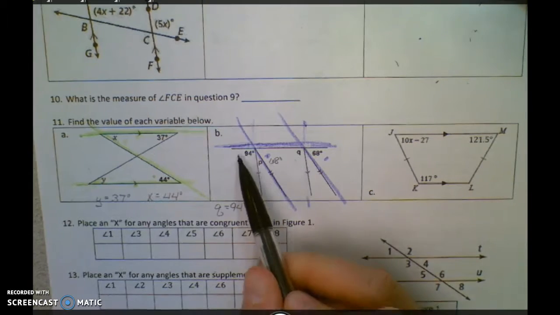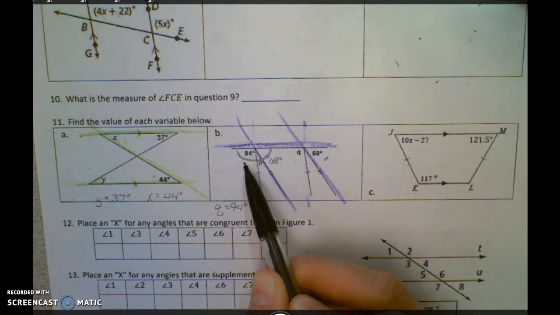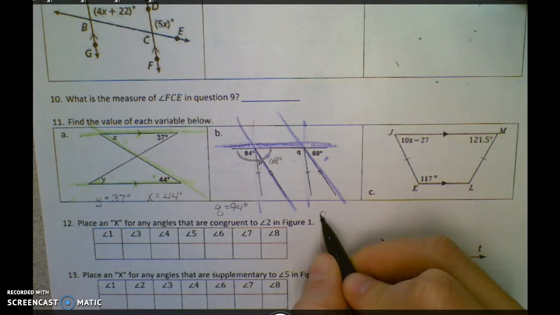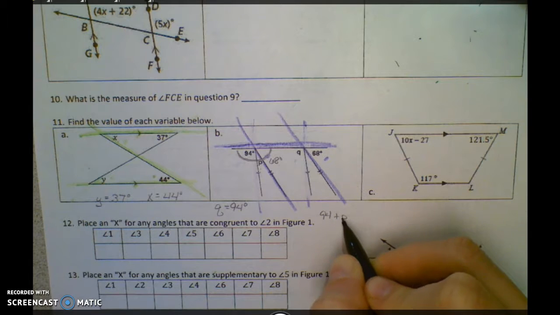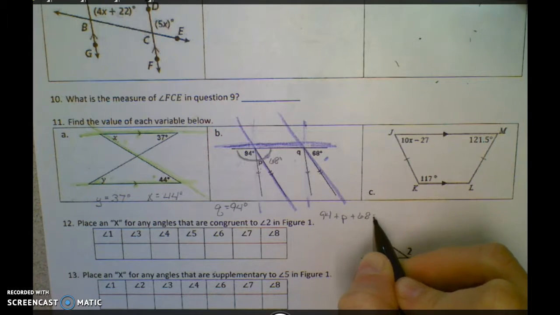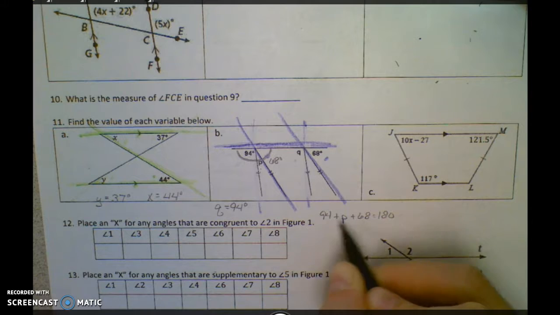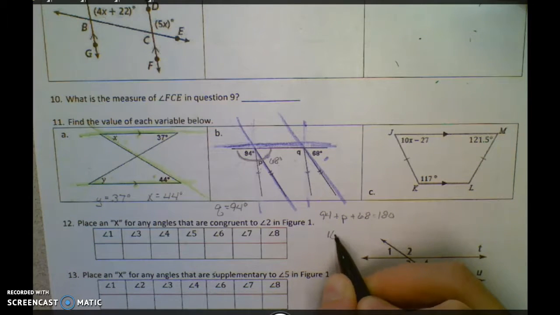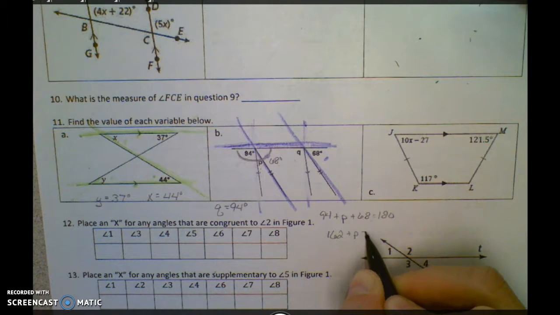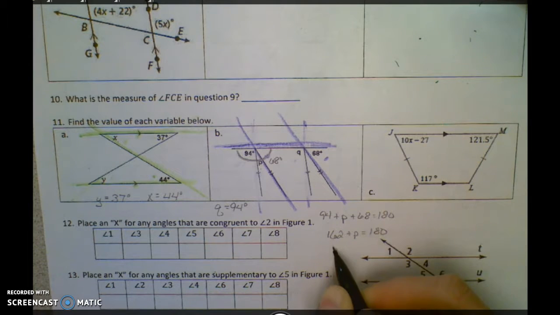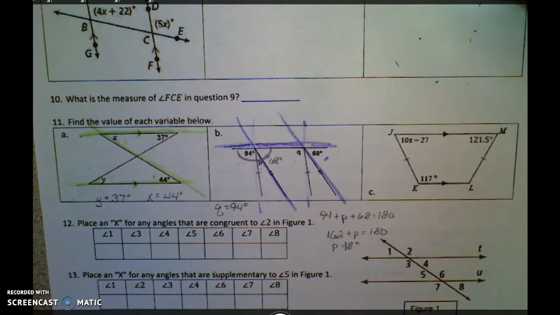And by doing that, I now have a straight angle filled out. I have 94, P, and 68 degrees. Straight angles sum to 180 degrees. So if I add the two angles I know, I get 162, I believe, unless I can't add, which is fully possible. And when I solve that, P turns out to be 18 degrees.